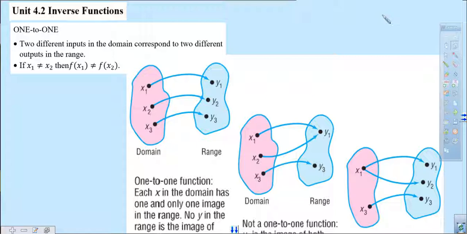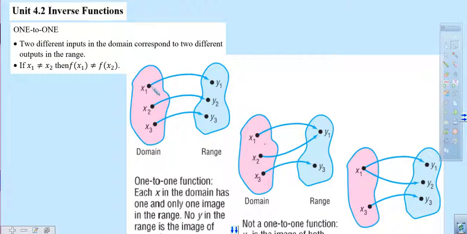So the definition: two different inputs, so two different x's, correspond to two different outputs. So that's what happens if something is one-to-one. Here's a visualization. On the first one, you've got x1, you plug it in, you get y1. You've got x2, which is a different x, you plug it in, you get y2. What you notice here is that those are not the same y's. The y's cannot be equal to each other. So remember, this is y1 and this is y2. That's just in function notation.